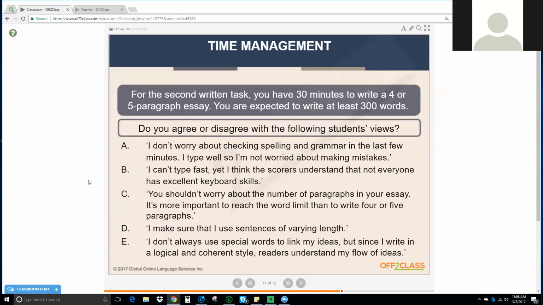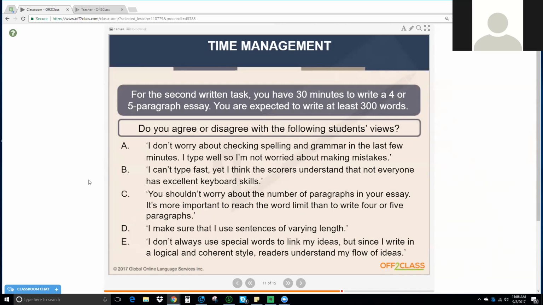I don't care how good of a typist you are, you're going to be on a new keyboard, one you're not comfortable with. You're going to be in a loud testing room under a high pressure situation, and no matter how good you are, this will make it more challenging for you. So do yourself a favor and make sure you have time to check your work.